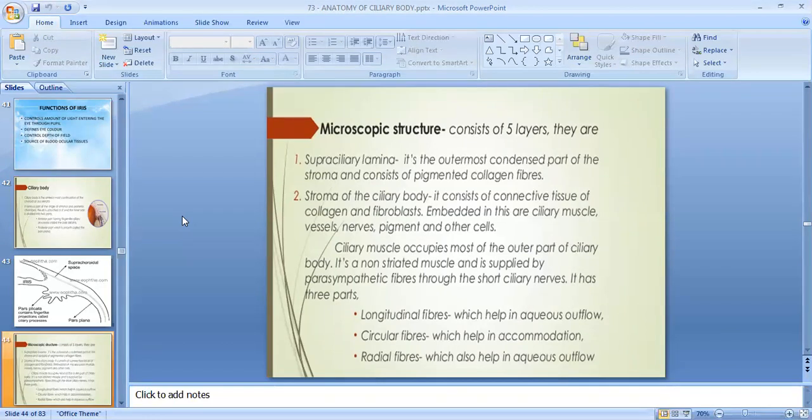It has three parts: the longitudinal fibers, circular fibers, and the radial fibers. The longitudinal fibers help in the aqueous outflow, the circular fibers help in accommodation, and the third one is the radial fibers, which also help in the aqueous outflow.